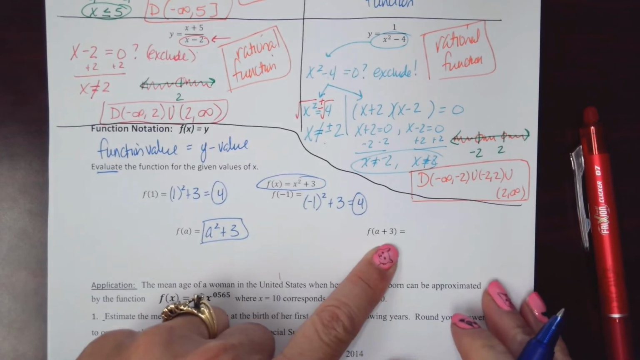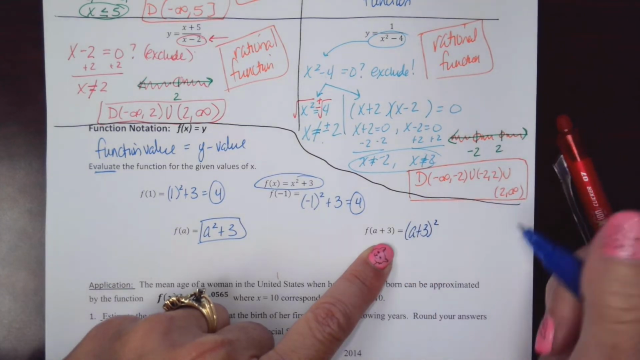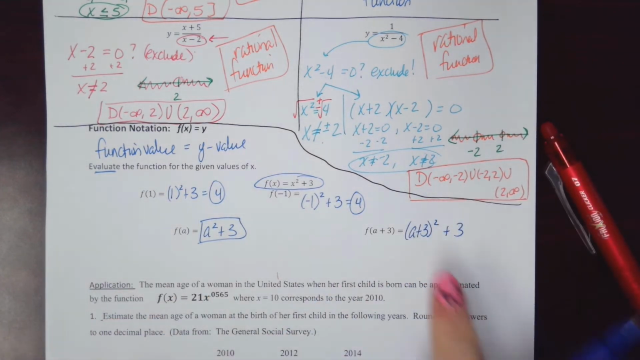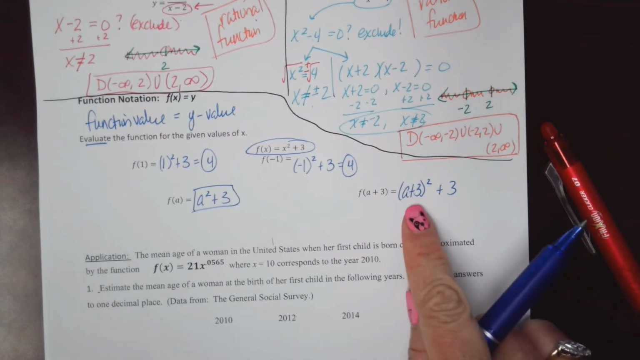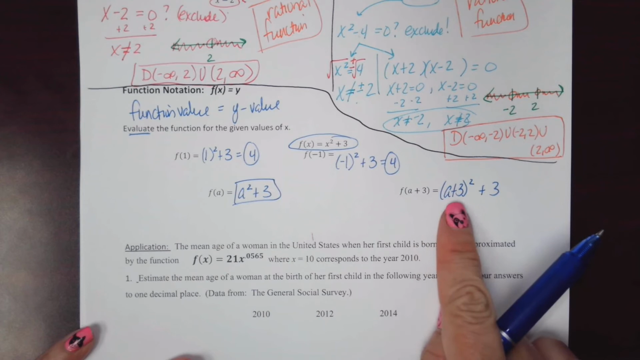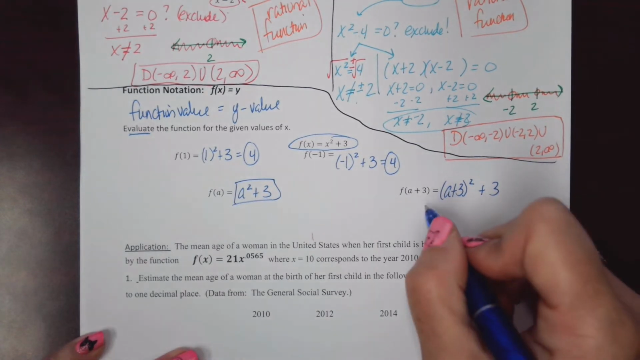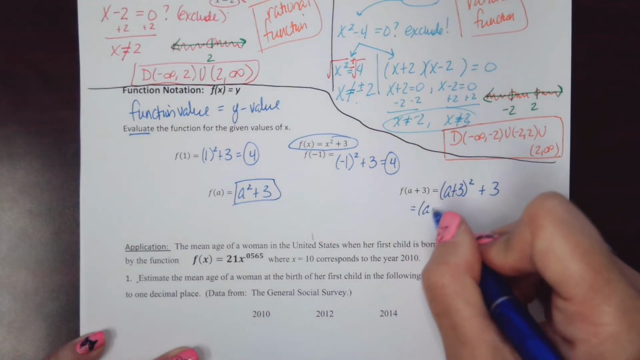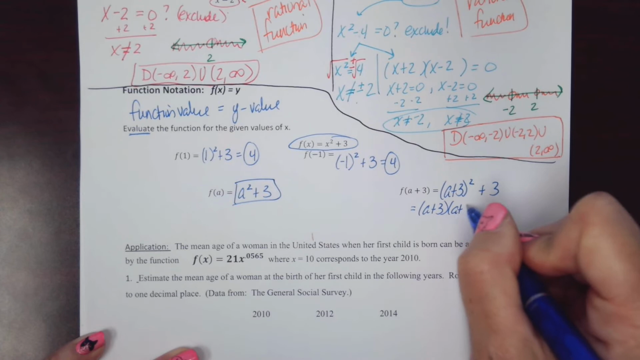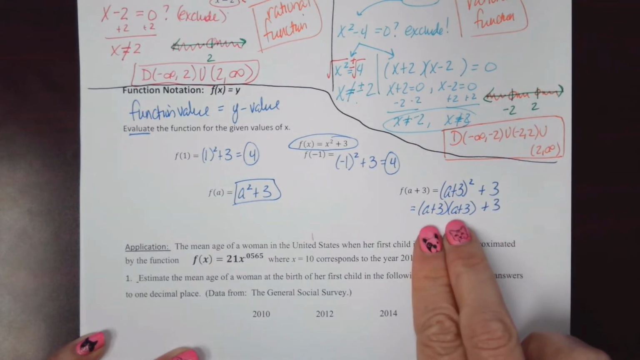But here I'm replacing x with a plus 3. That a plus 3 is what's being squared. And then I want to add 3 to that. Now be very careful here. People tend to get in a hurry and they just say, oh, that's a squared plus 9 because I square it, I'm done. That's not right. You need to multiply a plus 3 times itself, a plus 3. You're going to get 3 terms here because we're going to FOIL.